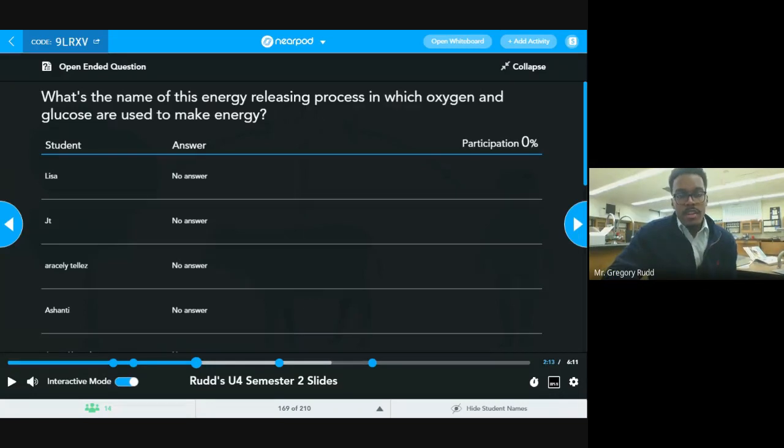Okay, what's the name of this energy releasing process in which oxygen and glucose are used to make energy? What is the name of the process in which oxygen and glucose are used to make energy?